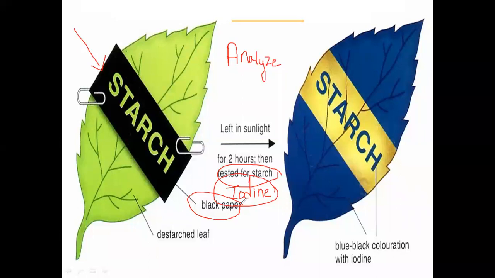2 hours later, we tested for starch. The part that was exposed to sunlight shows a dark blue color, while the part that was covered by the black paper shows a yellow color. So this is the analysis.